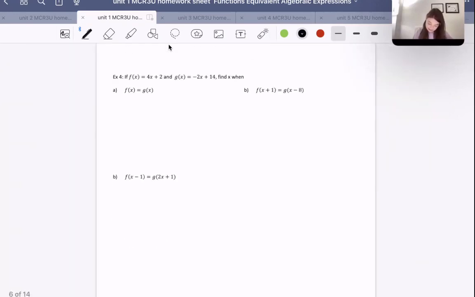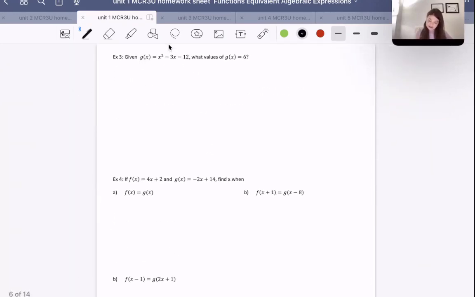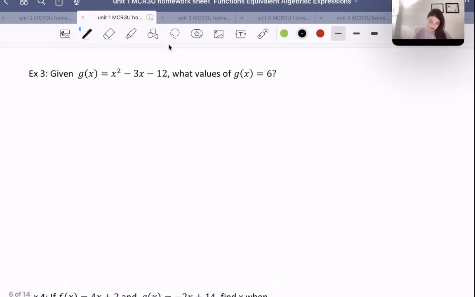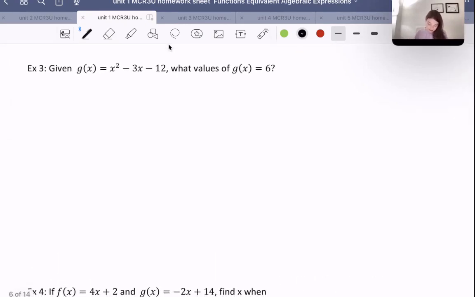Okay. I think I have three more, or I guess two more examples. I guess really four more examples because example 4 does have three parts to it. So about four more examples here that I want to discuss. Here it says, given g of x equals x squared minus 3x minus 12, what values of x make g of x equal to 6? So let's do that.